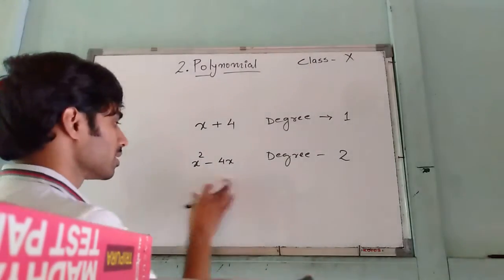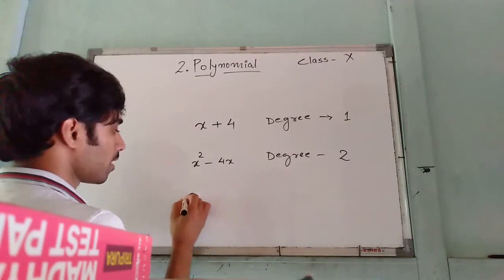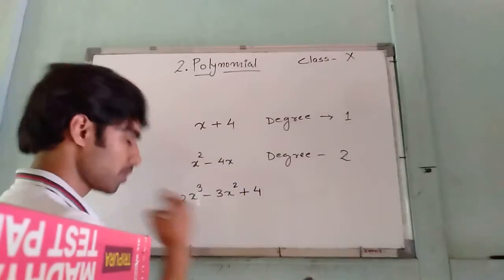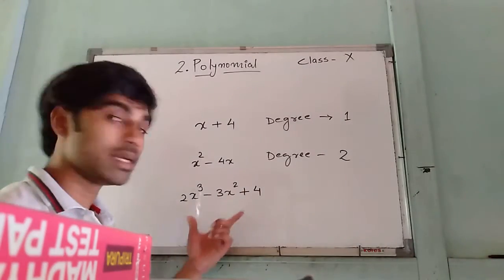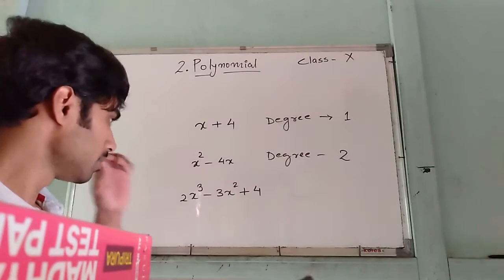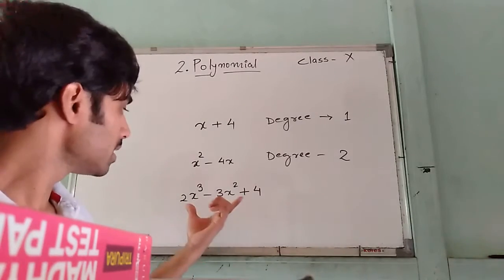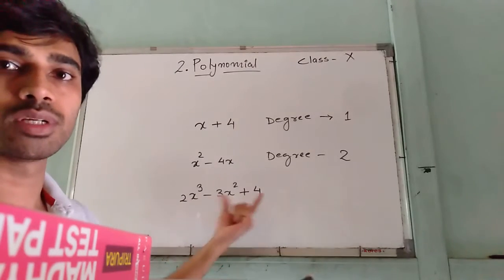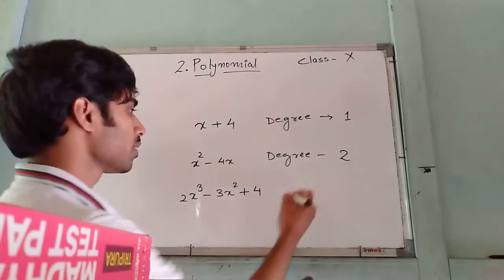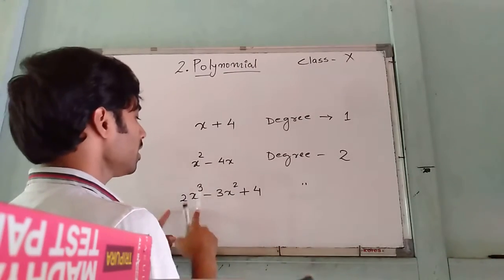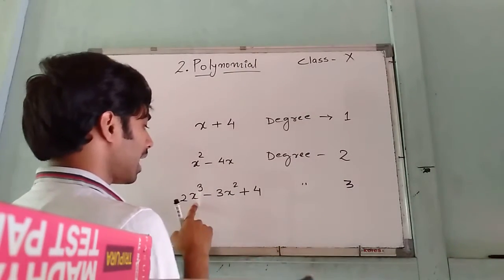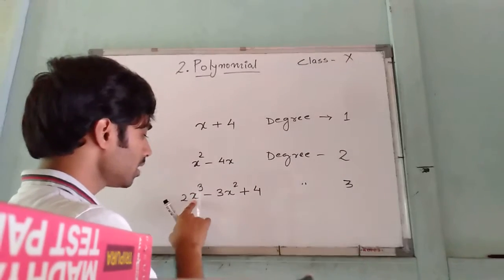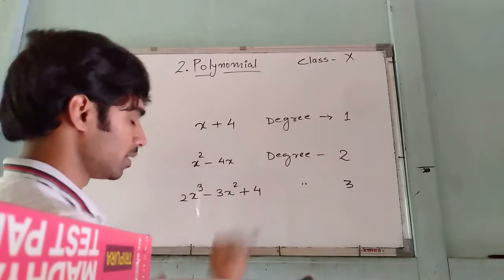Now let's take one more example. Suppose I write 2x cubed minus 3x square plus 4. Whether it is a polynomial? Yes, and more appropriately it is a trinomial, because there are three terms, first term, second term, third term. So it is a trinomial of degree how much? Here the degree will be 3, because the highest power is 3. Here the power is 2 and here the power is 0. So the degree of this polynomial is 3.